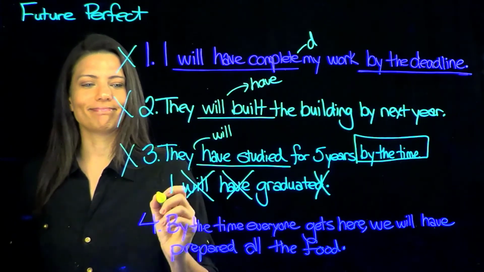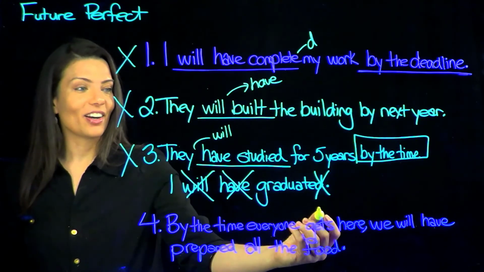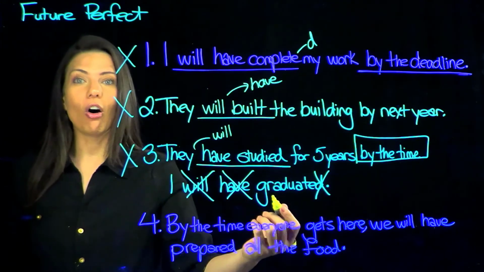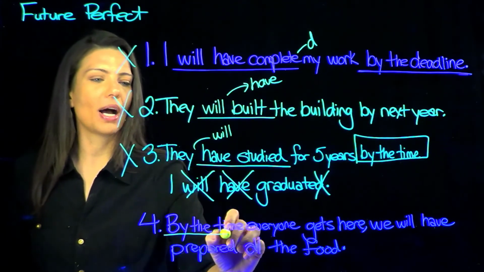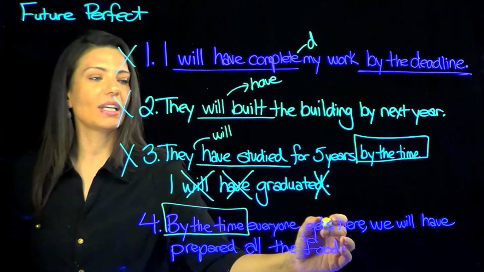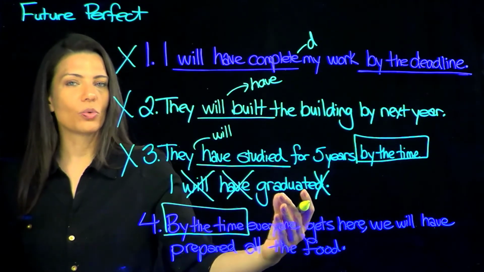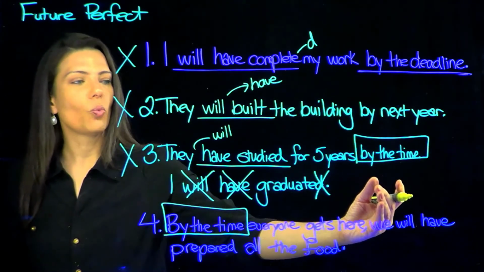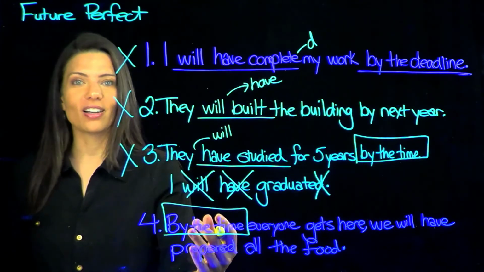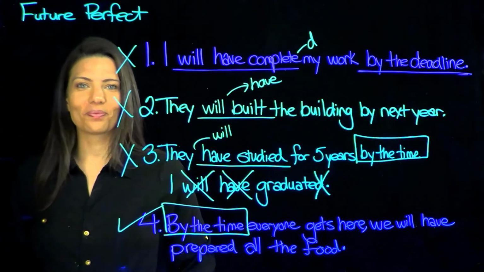Number 3, let's take a look at number 4. By the time everyone gets here, we will have prepared all the food. So over here, we've got the by phrase, by the time everyone gets here. This is simple present and it is correct. So we know that that's the deadline. Finally, we will have prepared. Everything looks great here. So number 4 is correct.